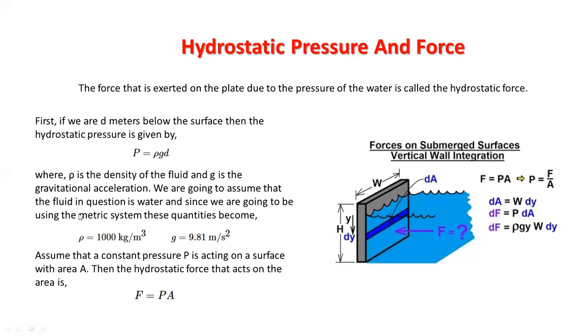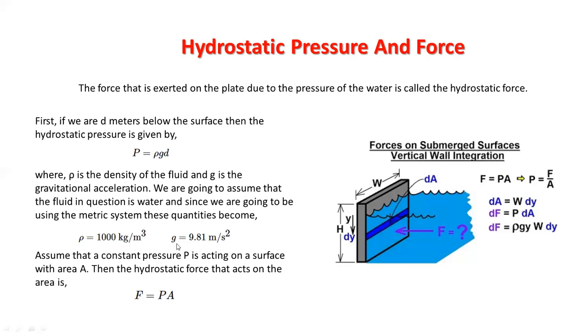Now we're going to assume that the fluid in question is water because we're talking about hydrostatic force. And since we're going to be using the metric system most of the time here in our class, although we can also have the English system, when we speak of the density of water in the metric system, that would be 1,000 kilograms per cubic meter.